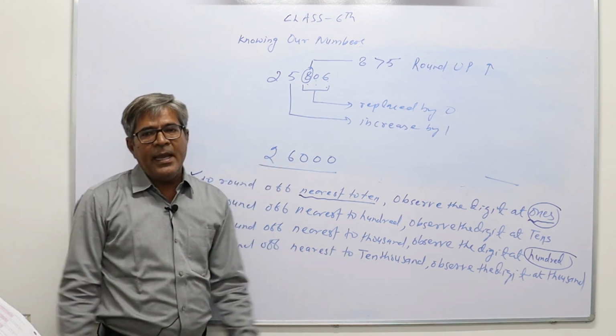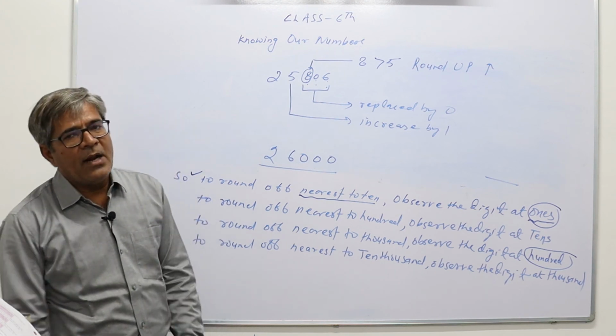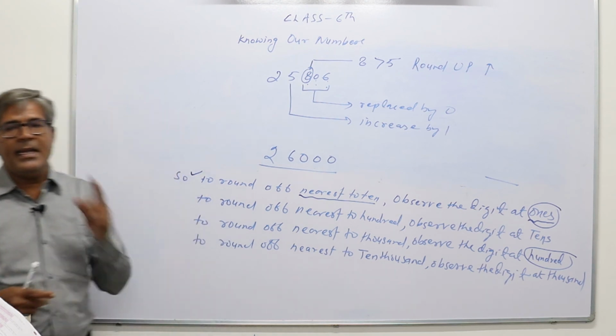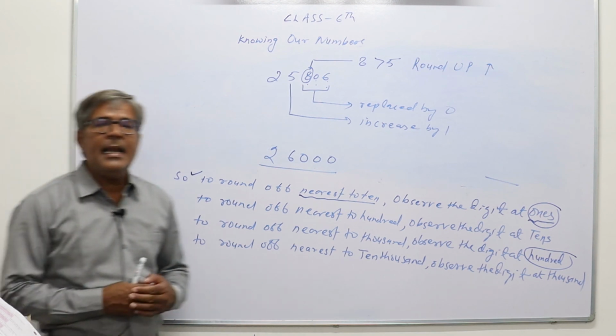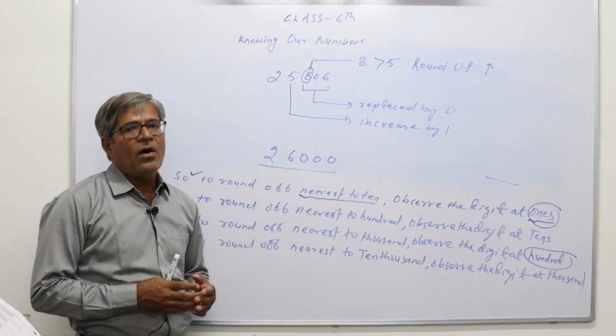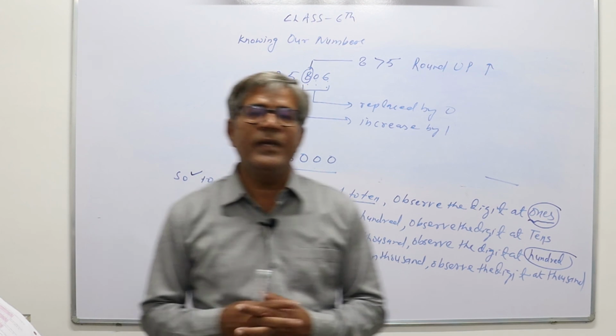So in this way we can round off the given number nearest to 10, nearest to 100 and nearest to 1000.